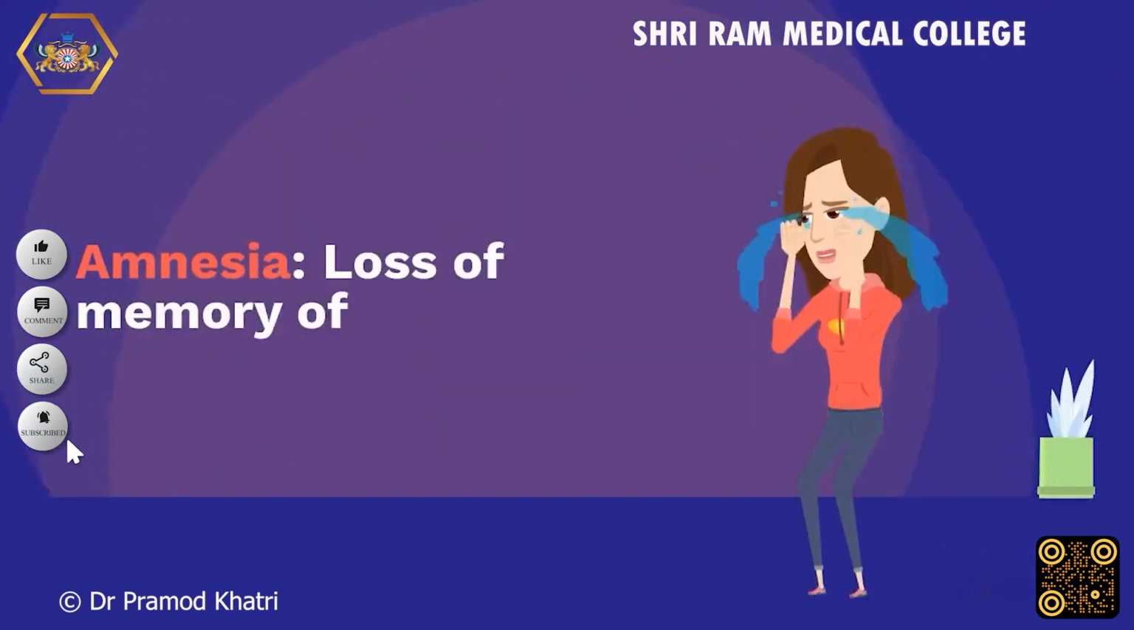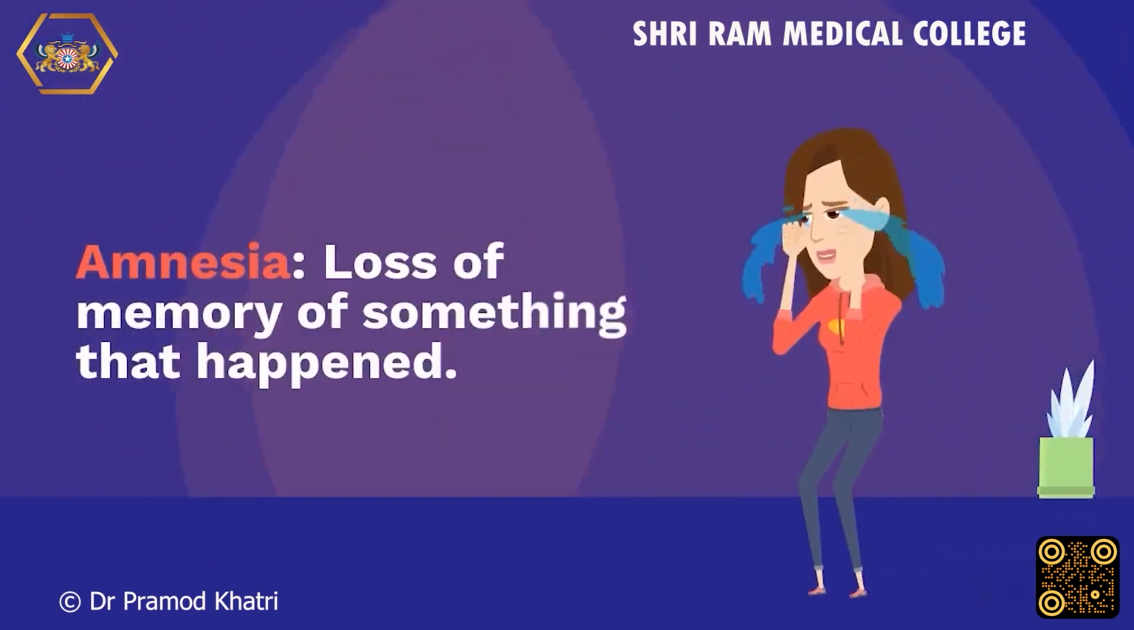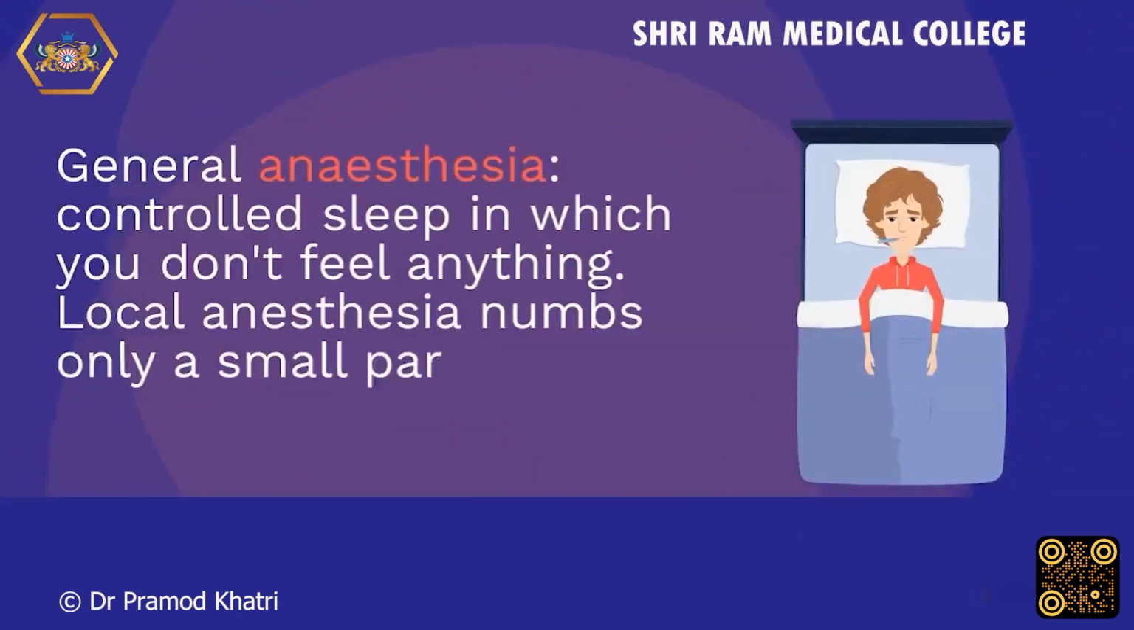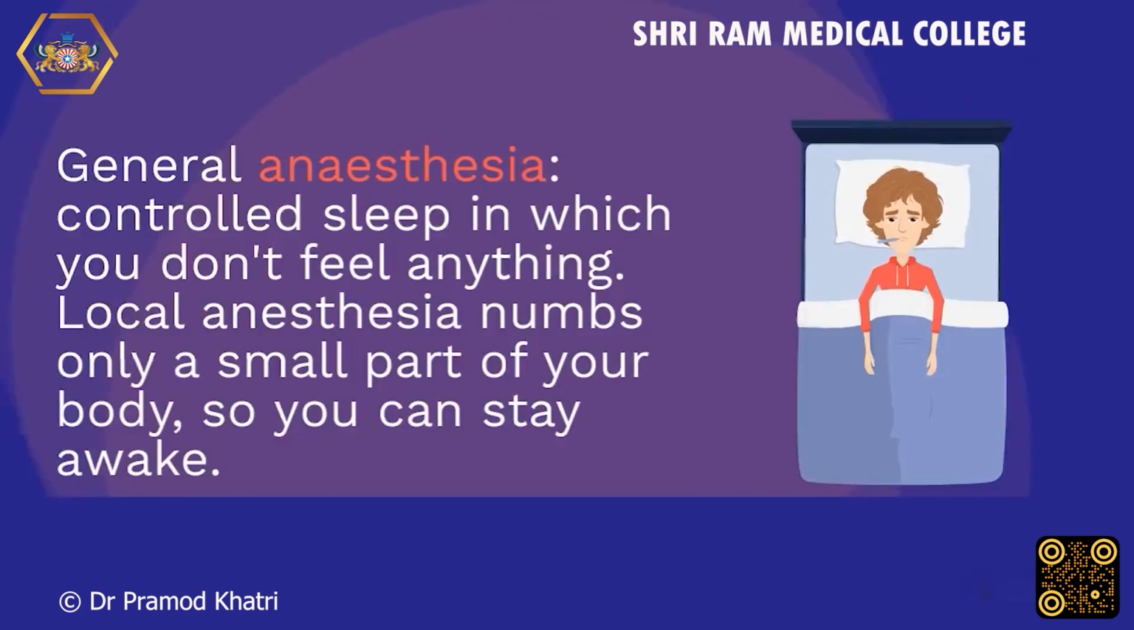Amnesia, loss of memory of something that happened. General anesthesia, controlled sleep in which you don't feel anything. Local anesthesia numbs only a small part of your body, so you can stay awake.